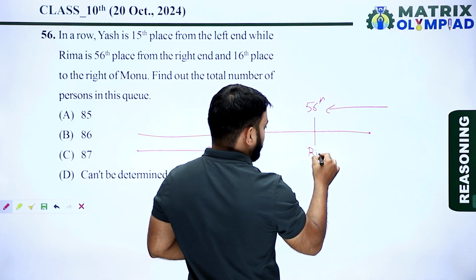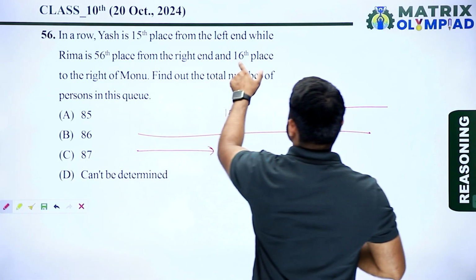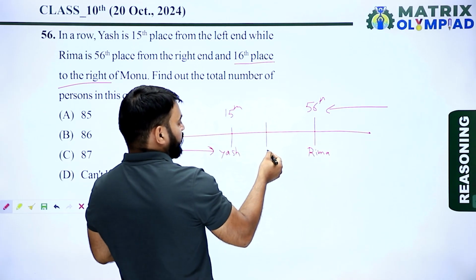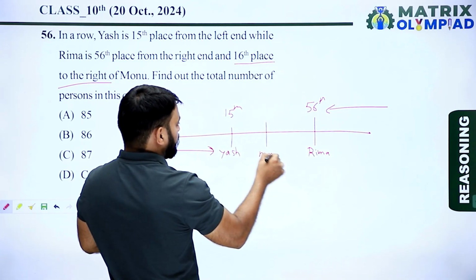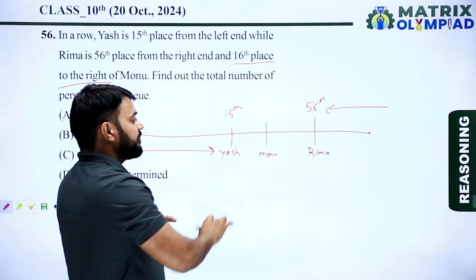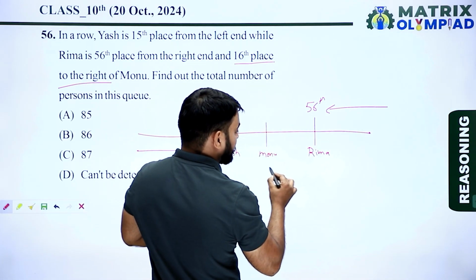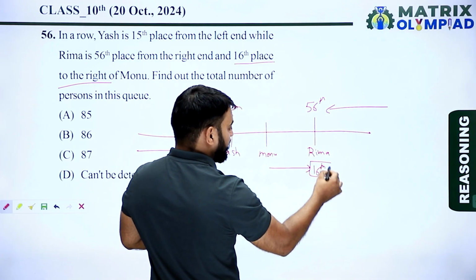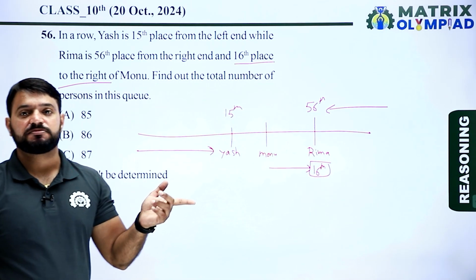Now here is Rima. And Rima is 16th place to the right of Monu. Let's suppose here is Monu. Monu यहाँ पे भी हो सकता है, Monu यश से पहले भी हो सकता है. Monu की प्लेस गिवन नहीं है. बट Monu के राइट में 16th प्लेस पर रीमा है, मोनू के राइट से 16th प्लेस पर रीमा है.